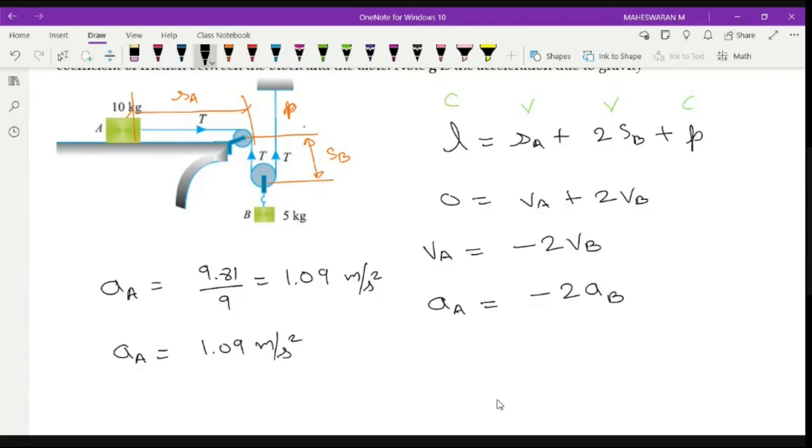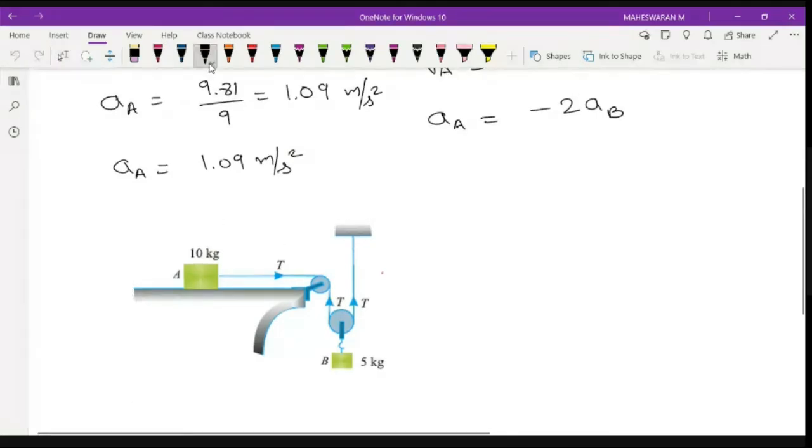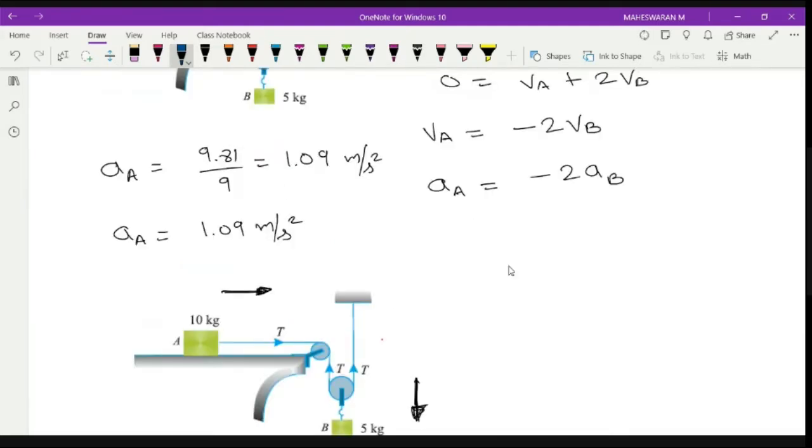Okay. And you can also identify the direction. So I assume that this block is moving towards this direction. What about your block B? It will be moving in the downward direction. Yes. When this is moving like this, this will go down. So this is the direction of motion. So you can identify. AA I identified. Let me identify AB. What is the block acceleration?